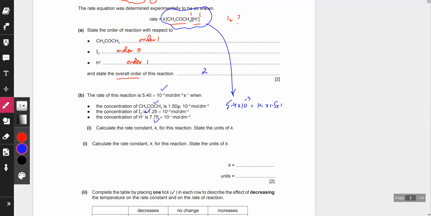times 10 power minus 2 multiplied by the H+ concentration. So the H+ concentration is 7.75, and that's into 10 raised to power minus 1. Try and find what the value of K is. I mean, this entire thing is going to be divided by 1 second.